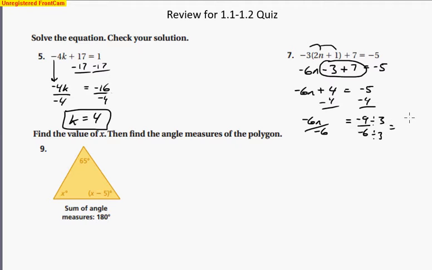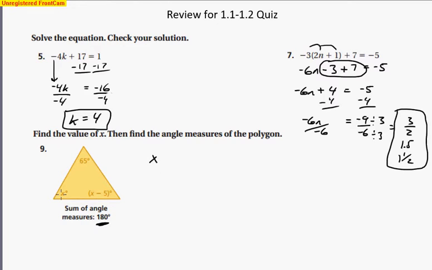So in this next problem, it says to do a few things here. We have to first find x, and then find the value of x, then find the angle measures of each polygon. So it'll tell us the sum of the angles of the polygon. In this case, we have a triangle which the angles sum or measure sum to 180 degrees. So I'm going to take all the different angles I have. I have x, I have 65, I have x minus 5, and I add all those together.